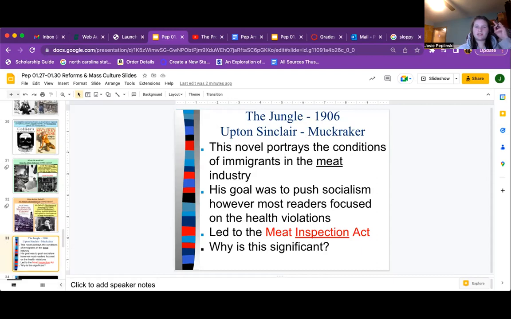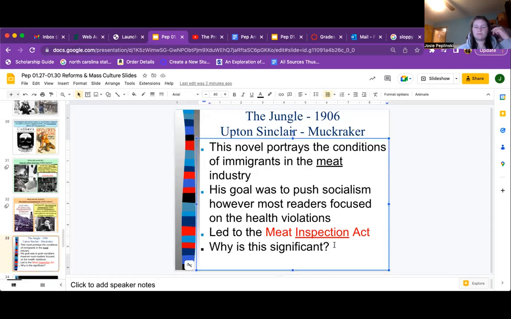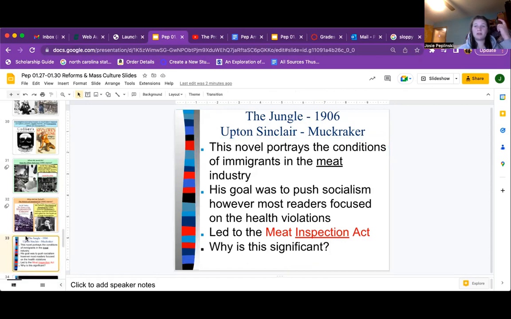This novel portrays the conditions of immigrants in the meat industry. His goal was to push socialism. However, most readers focused on the health violations. This led to the Meat Inspection Act. Why is this book significant? Because before this, meat was basically not regulated at all. So it wasn't safe for people to eat. If you have ever read this book, there are just terrible excerpts of rats in the buildings and things like that.